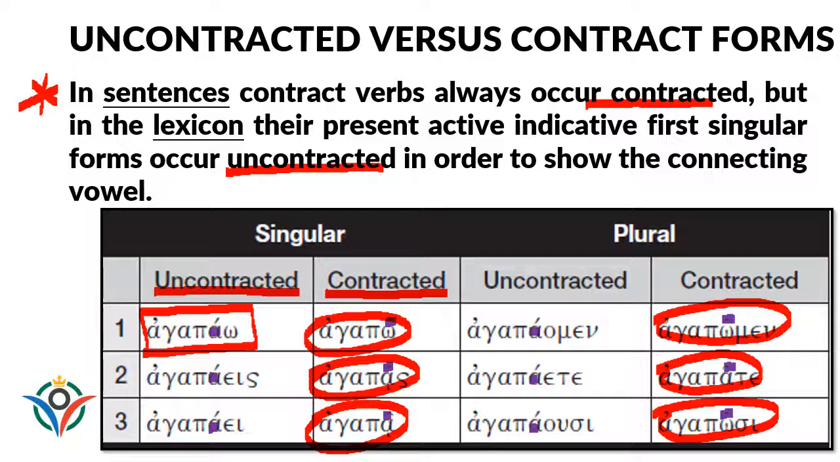Okay, but just remember that in a lexicon we will find the present active indicative first person singular form in its uncontracted form to show us what the connecting vowel is.